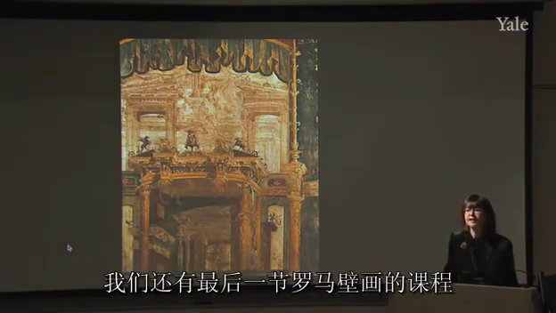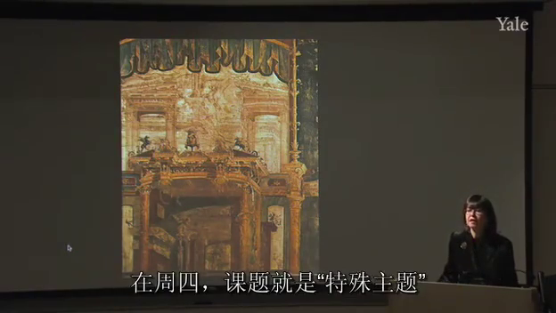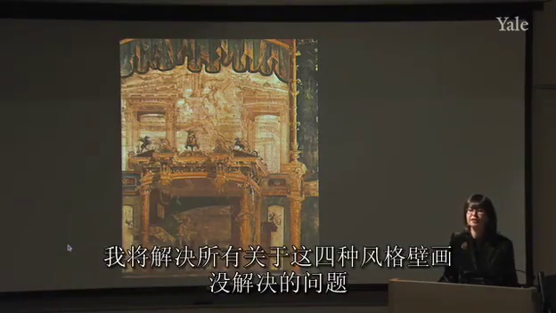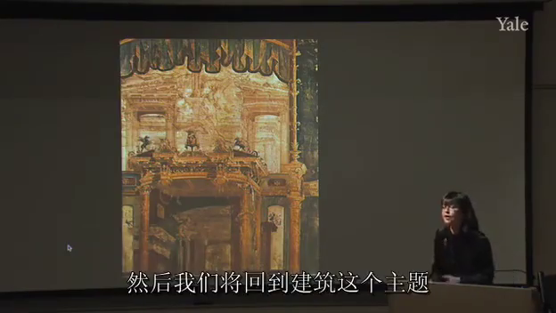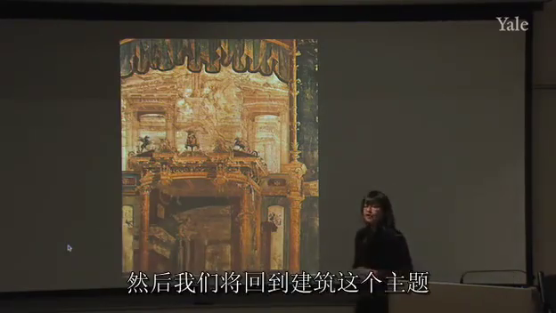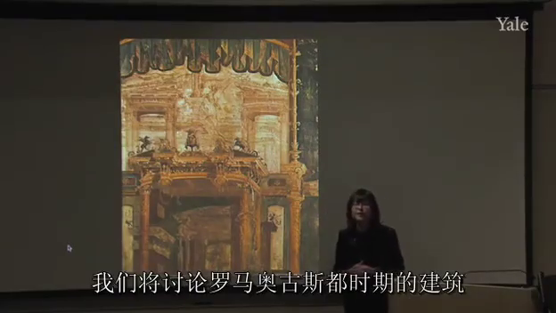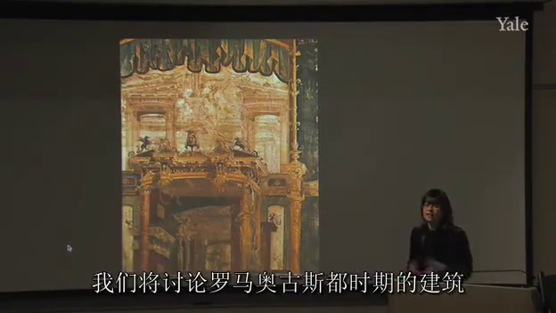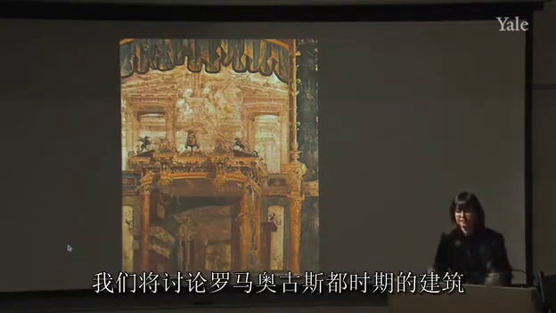We will have one last lecture on Roman painting on Thursday, entitled Special Subjects, and I'm going to deal there with everything I haven't dealt with in the four styles. And then we are going to get back fully to architecture. We'll go to Rome, and we'll begin to look at the architecture under the emperors, Augustus, and so on.